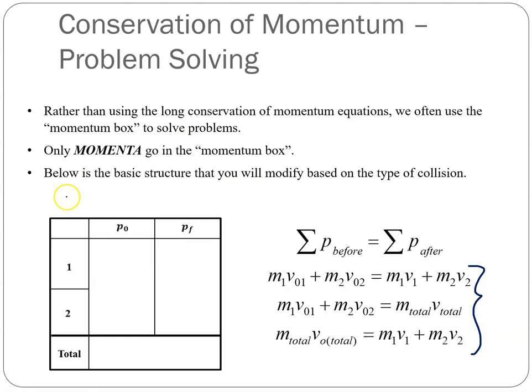So if we want to make problem solving a little bit easier, we often use something that we call the momentum box. And one of the things you have to remember about the momentum box is that only our momenta, that's the plural of momentum, go into the box. You never put mass, you never put velocity. We only put momentums in here. Now this is the basic structure of the box. Basically what you have is your initial momentum and your final momentum, whatever your object 1, object 2, and total. So we'll show you how to use this in just a moment.